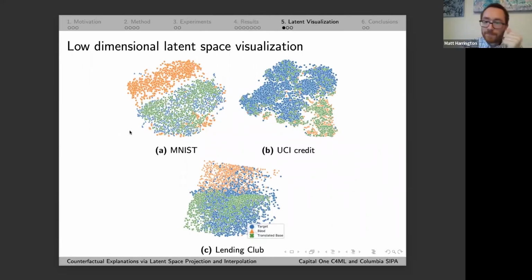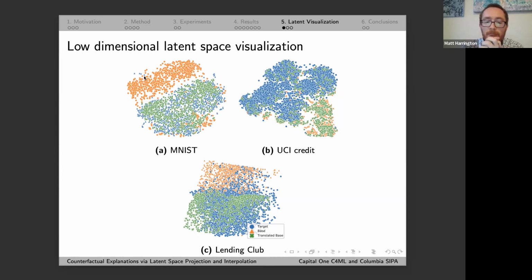So the last thing that we discovered through the use of this is a nice way of visualizing what's going on behind the scenes, and that correspondingly told us more about what the autoencoders were doing and what the classifier decision boundary would look like as well. So what we're looking at here are blue points, the target points, green points, the translated bases or the base projections, and the orange points are the bases.